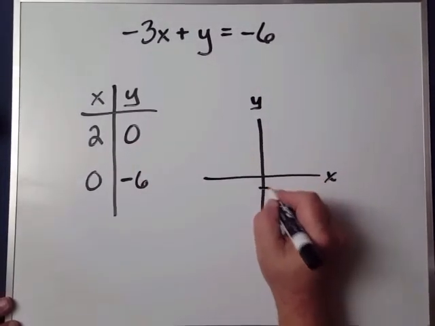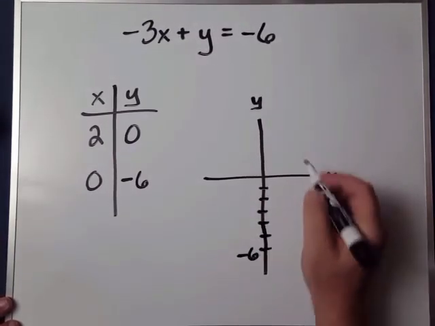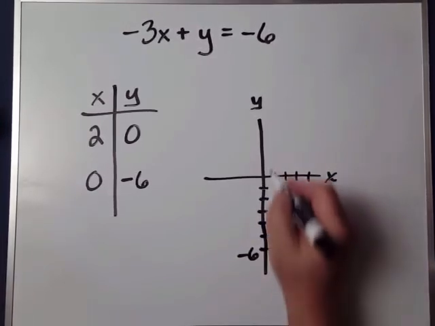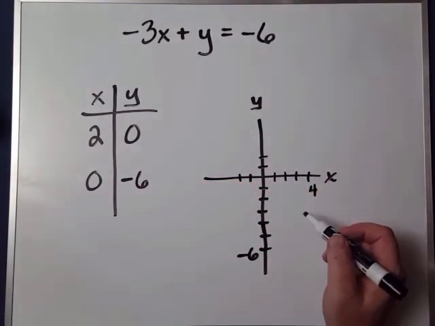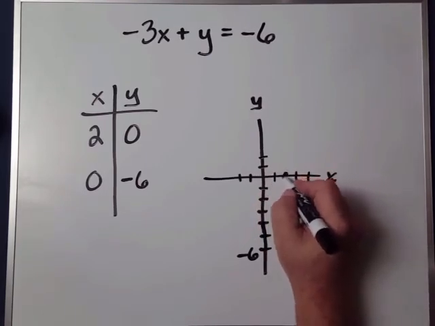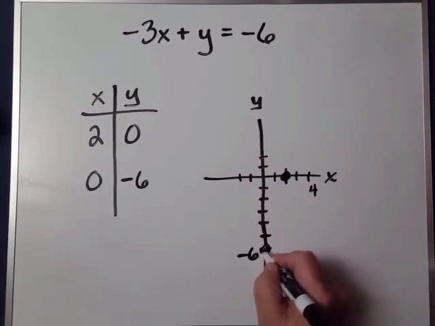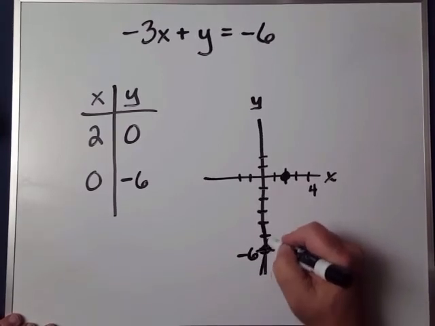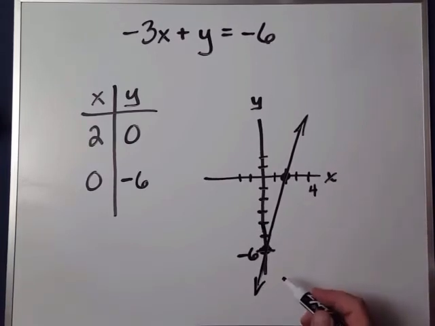On the y-axis, we need to go down at least as far as negative 6. On the x-axis, I'll stop at 4 there. Plot our points. The point 2, 0, here at 2 on the x-axis. The point 0, negative 6, down here at negative 6 on the y-axis. I have my 2 points. Lay your ruler down and draw that line through those 2 points. Don't forget your arrows on the end.